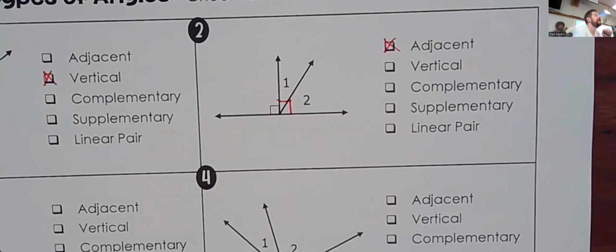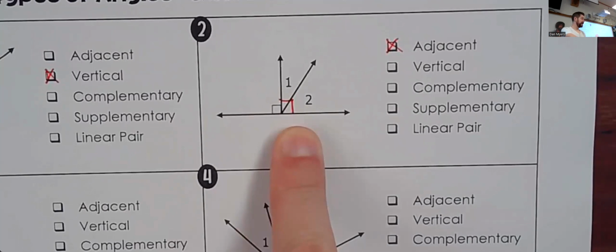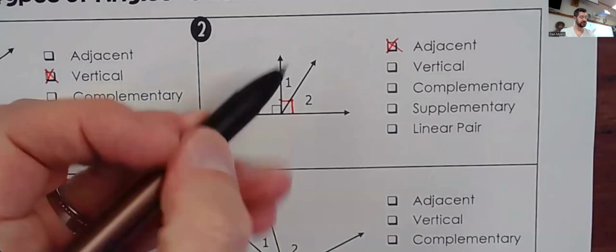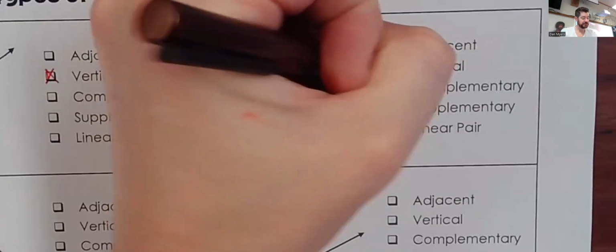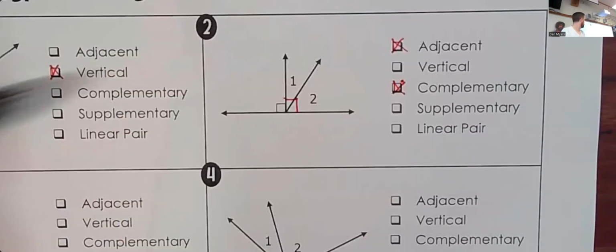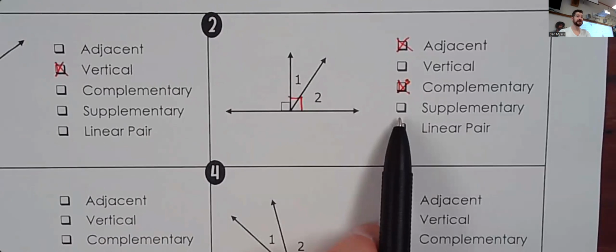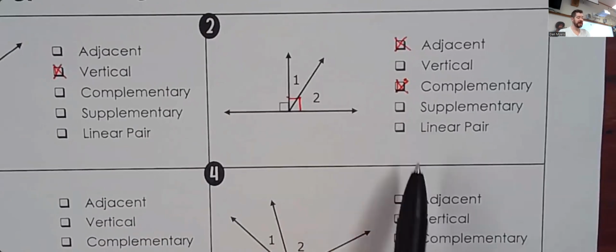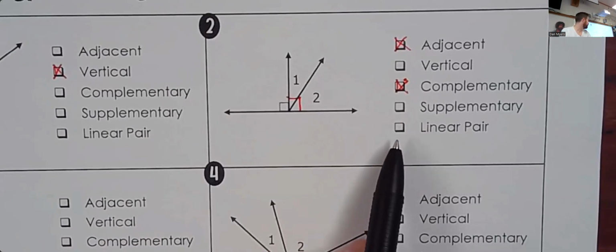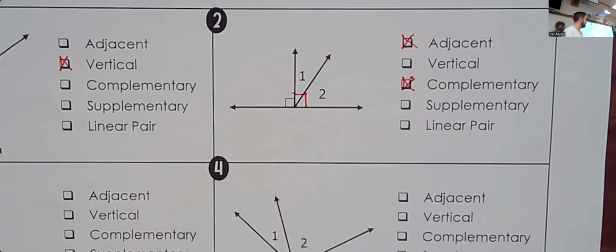Madison? Makes a straight line, yeah. And straight lines have how many degrees? 180, right? So the straight line has 180. 90 is half of that. So the other half also has to be 90. Therefore, those two angles do add up to 90 degrees. And if they add up to 90, they cannot be supplementary because supplementary adds up to 180. And they also cannot be a linear pair because linear pairs also add up to 180. So it's going to be adjacent and complementary.